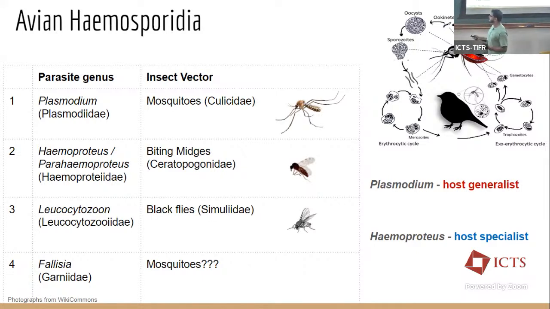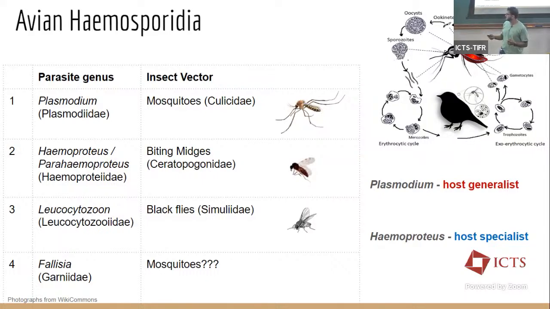There is Plasmodium, which is transmitted by mosquitoes. Then there is Hemoproteus and Parahemoproteus. These are two subgenera under the Hemoproteus supergenus. They are transmitted by biting midges of the family Ceratopogonidae, which is different, but still a dipteran vector. And then there is Leucocytozoon, which is a third blood parasite, transmitted by black flies.